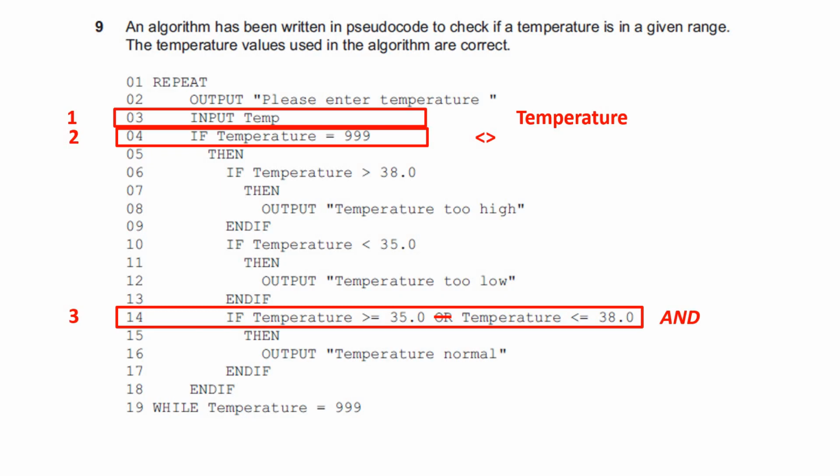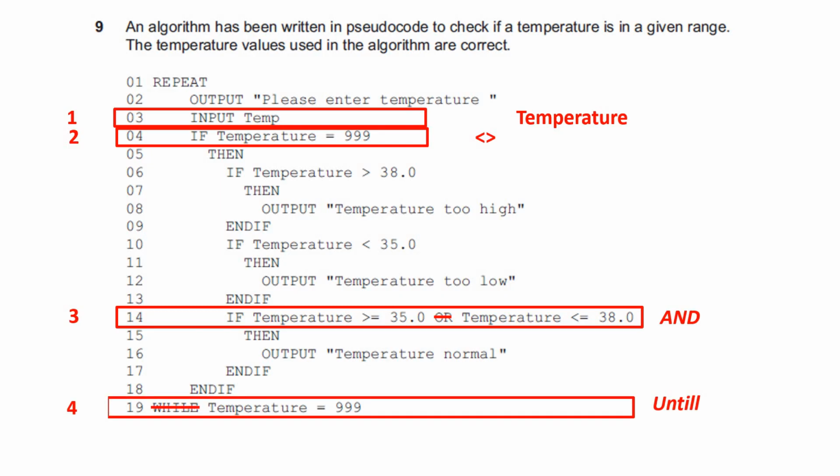Then the next one is if temperature greater than or equal to 35 or temperature less than or equal to 38. In this case, OR is wrong, because for temperature greater than or equal to 35, if you write 350, this condition will be true. If you write 1000, this condition will be true. But in case of temperature less than or equal to 38, if you write 10, this condition will be true. If you write minus 10, this condition will be true. To avoid this, we have to satisfy both conditions. In that case, we should use the AND operator. AND is a logical operator.